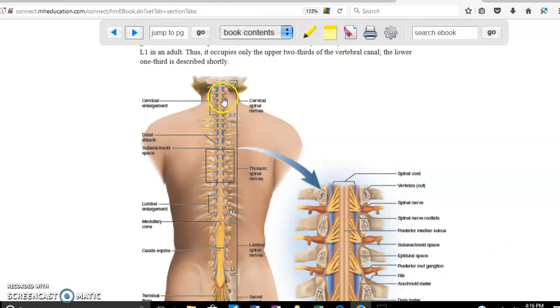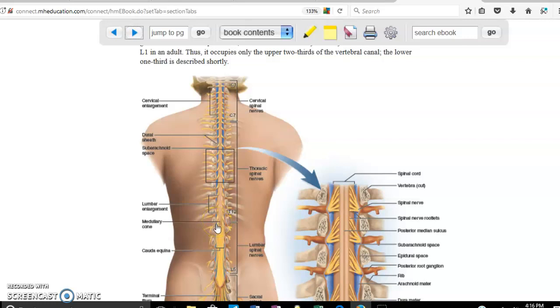Spinal cord is inside the vertebral column. As you can see here, this is your vertebral column. The vertebral column is composed of vertebrae, and inside the vertebrae you have the vertebral foramen, and inside the vertebral foramen you can see in there the spinal cord. Spinal cord starts at the base of the brain, comes out of the skull through the foramen magnum, and goes all the way down here to the lumbar area approximately, where it's going to end. The bottom part of the spinal cord is called the medullary cone, or conus medullaris, as you can see right here, and that's where it ends.